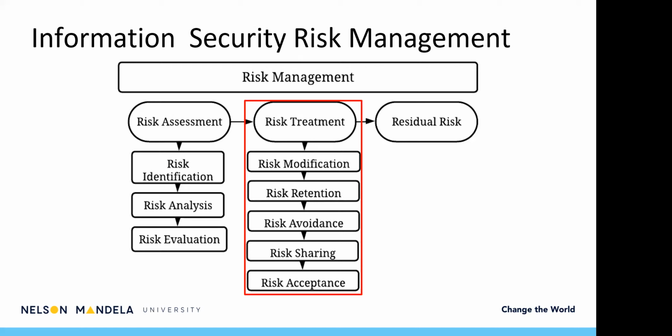Following risk assessment, various actions could be chosen in risk treatment to address the risks identified. These actions are risk modification, risk retention, risk avoidance, risk sharing, and risk acceptance. Risk modification considers the financial, time, and operational constraints of an organization when implementing controls to reduce the risk to an asset or group of assets.